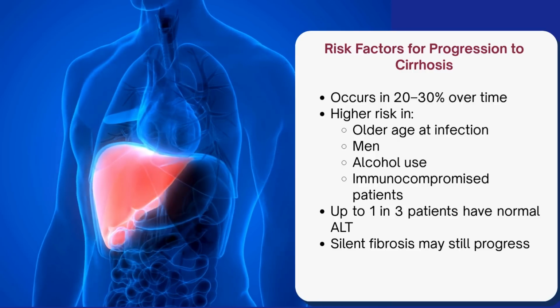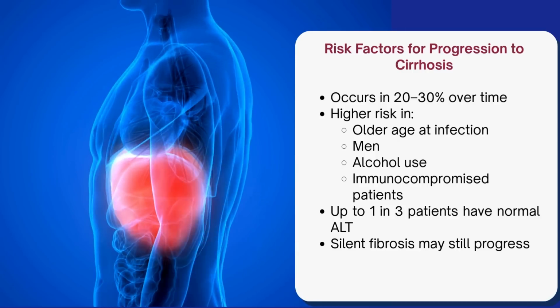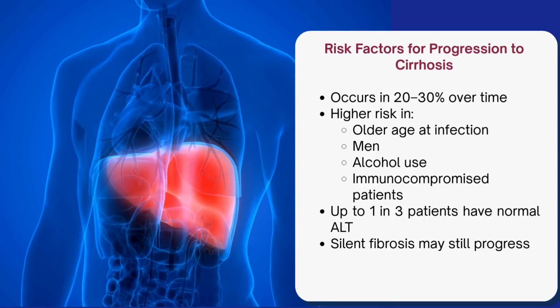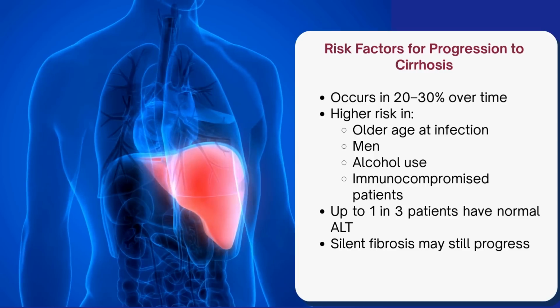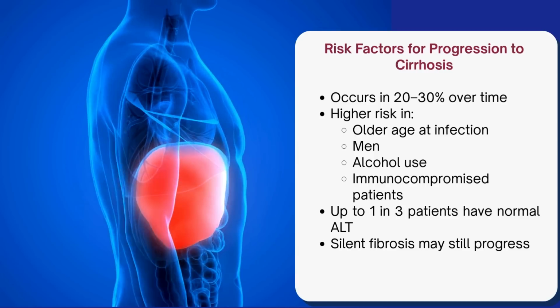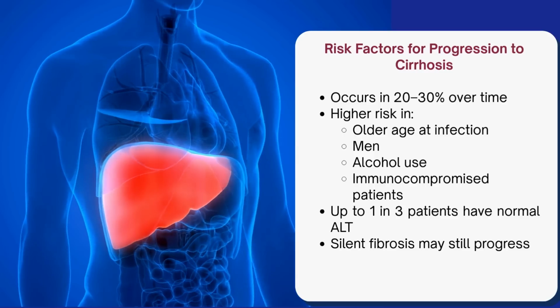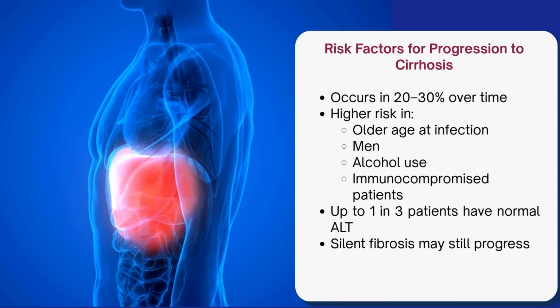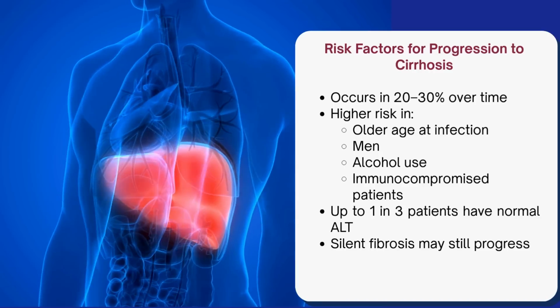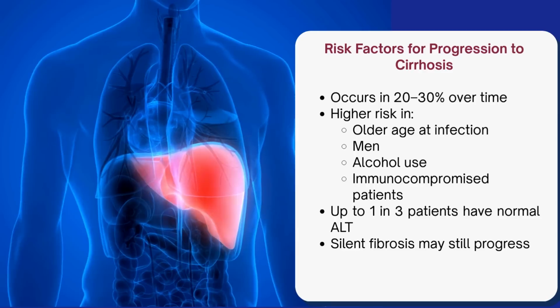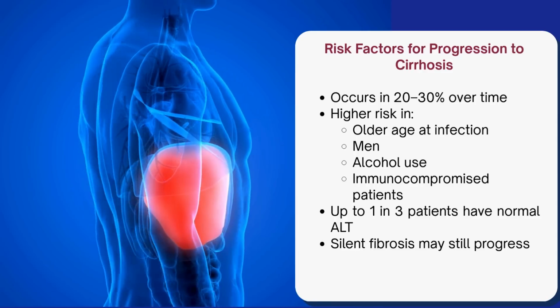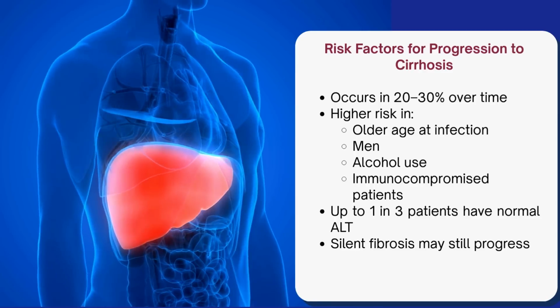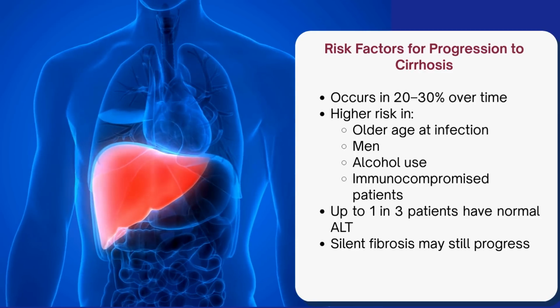Over the years, 20 to 30% of patients will progress to cirrhosis, especially those infected later in life, men, alcohol users, or immunocompromised individuals. Surprisingly, some patients, about 1 in 3, have normal ALT levels. But that doesn't mean the liver is fine. Even with normal enzymes, significant fibrosis may be progressing silently.